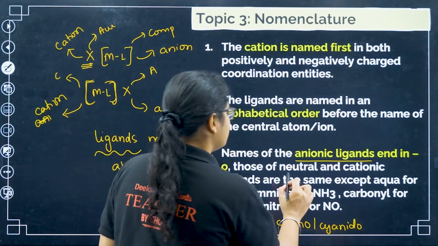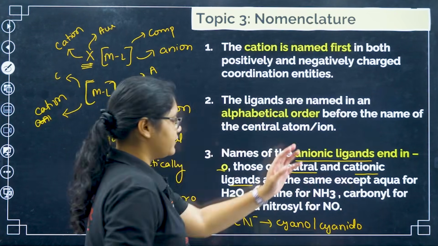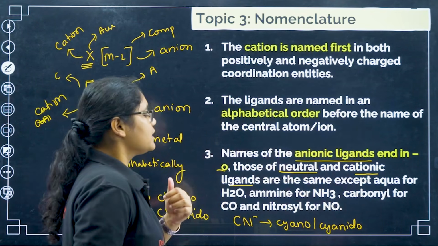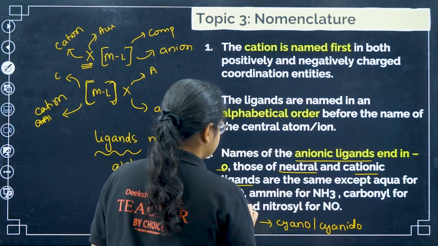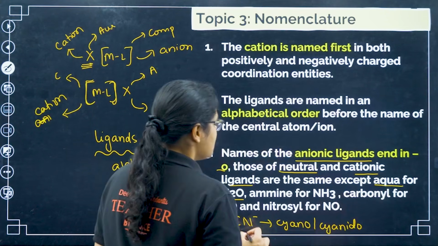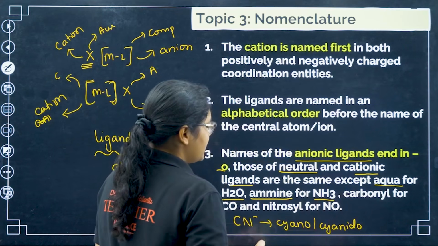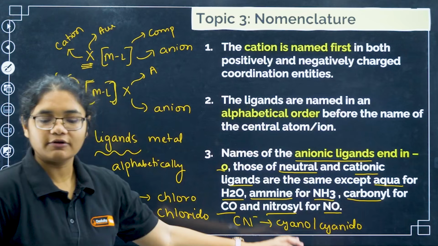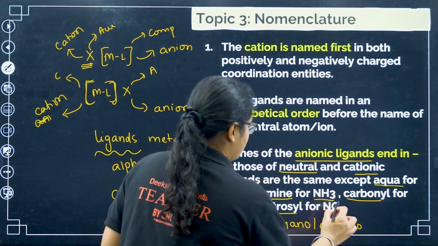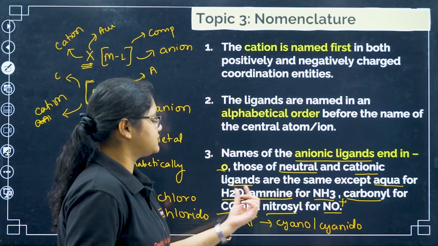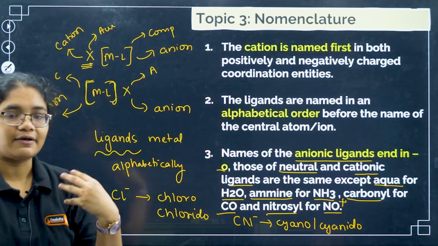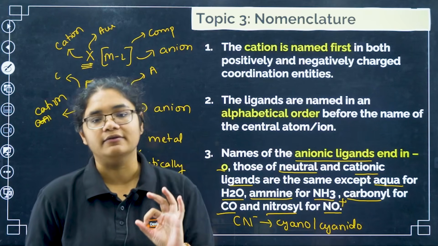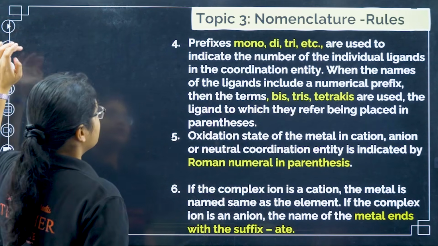Now for neutral and cationic ligands. Generally we don't have cationic ligands, but there might be some, and for those that are neutral there are some exceptional names. For water we use the word aqua, for ammonia we use the word ammine, for CO we use carbonyl, and nitrosyl for NO. NO is a positive ligand, NO plus. The other three are neutral ligands. So for neutral ligands we have a different name, but for negative ligands the name should end with O. Okay. Moving forward to the next one.